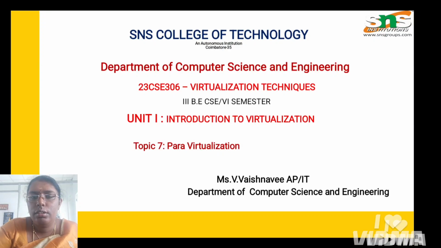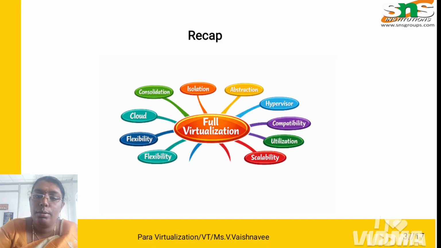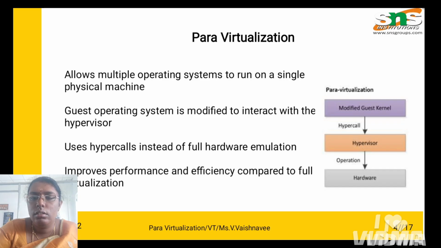So previously we saw about full virtualization, now we're going to see about paravirtualization. Paravirtualization focuses mainly on improving performance by changing the way the operating system interacts with hardware. This topic is very important because it explains how cloud companies achieve faster execution.